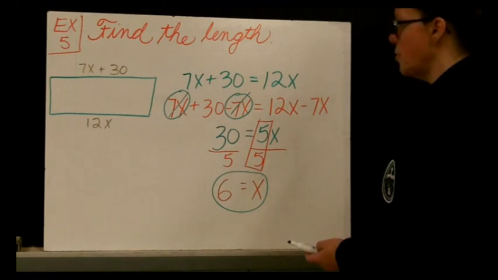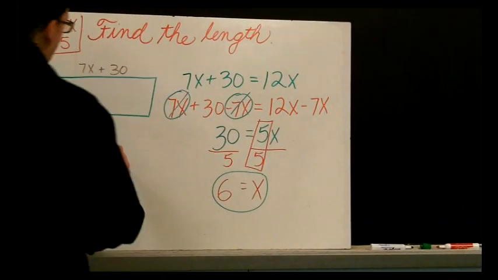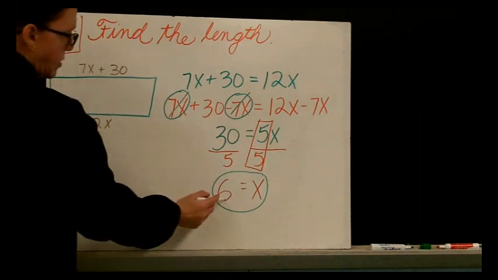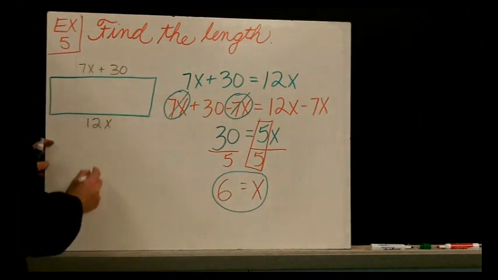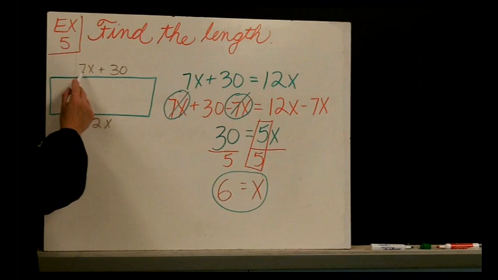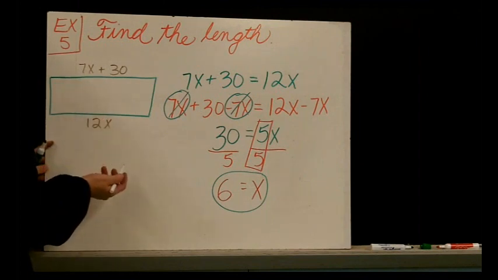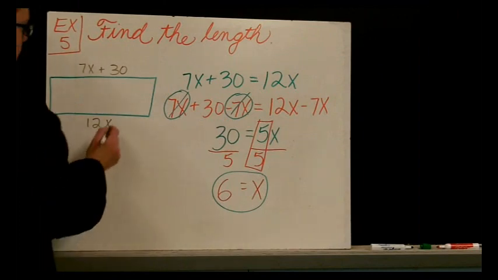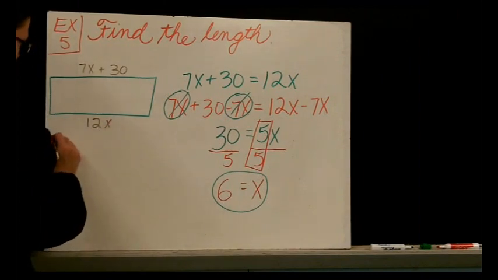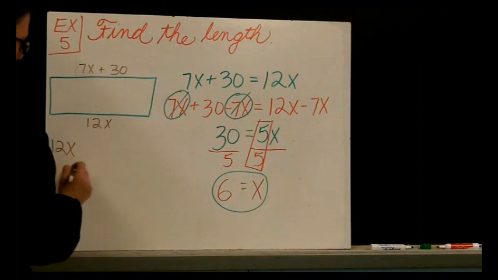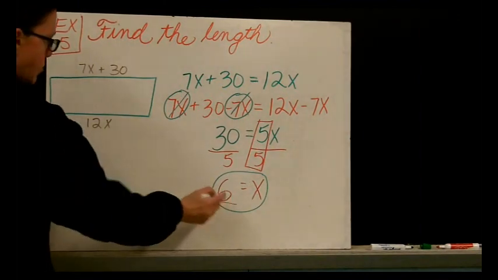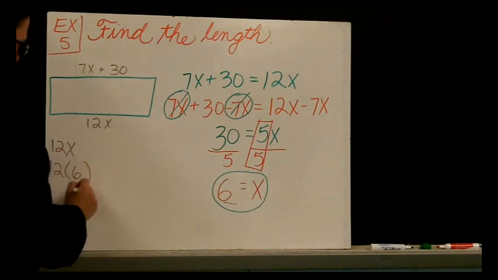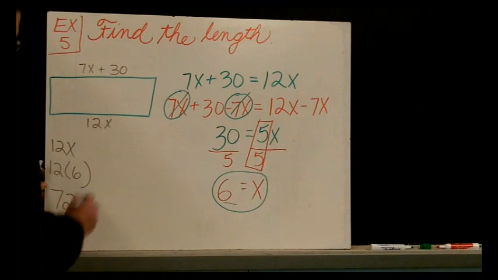So let's move over here. And what we're going to do is take our 6, we'll take our solution, and substitute it into each of these expressions just to check ourselves. We want to make sure we get the same answer each time. Let's take this one first, 12x, which would make it 12 times our solution, 6. 12 times 6 equals 72 units.